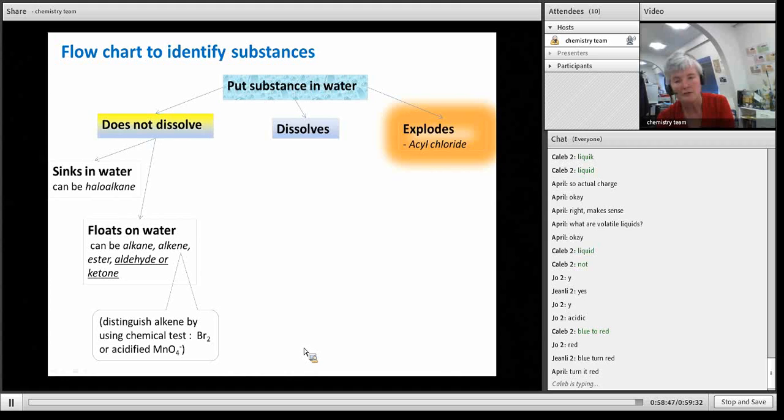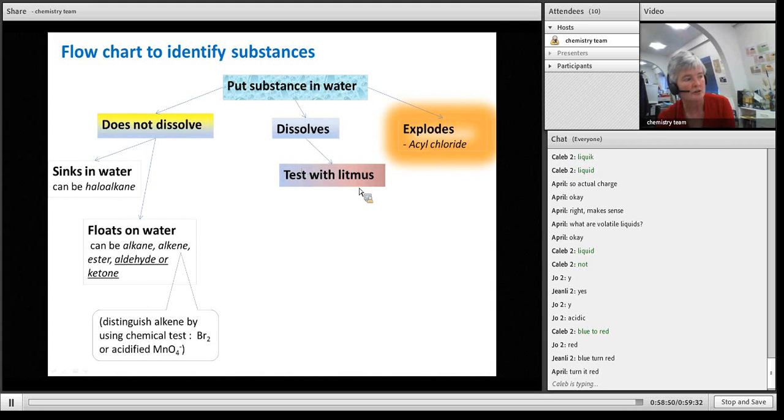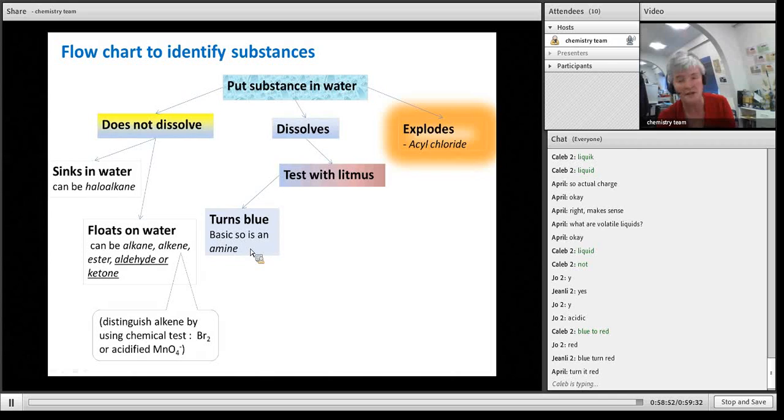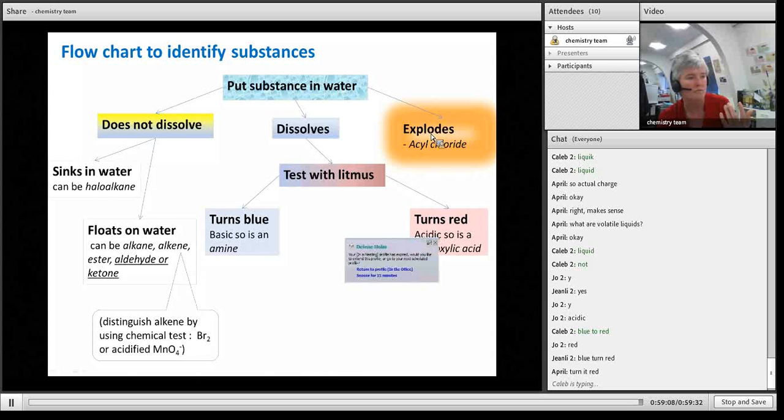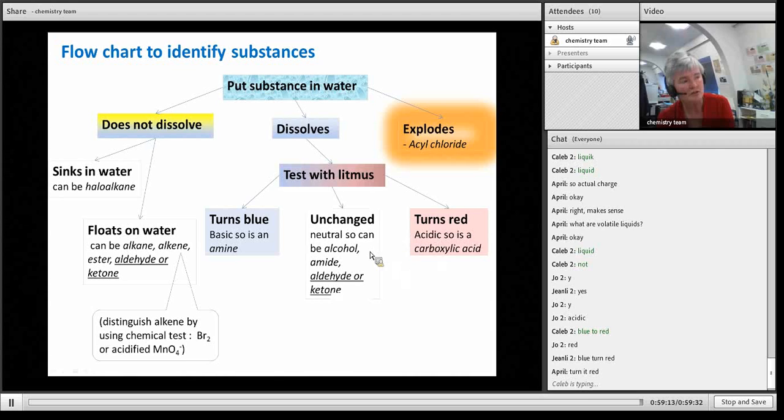If it dissolves, test it with litmus. If it's blue, you've got an amine. If it turns red, it's a carboxylic acid. And of course, you would check the acyl chloride here as well to see if it turns red. So if you get lots of bubbles and it turns red, you've got the acyl chloride. Don't just say if it explodes, it's acyl chloride. Say that you're going to test it as well. And if it's unchanged, you've got the alcohol or the amide. But as I say, the amide you can normally cancel because it's a solid. And aldehydes or ketones can come in this area as well.